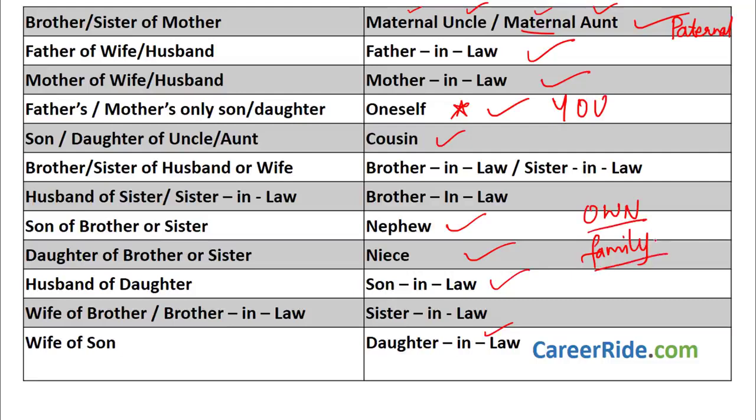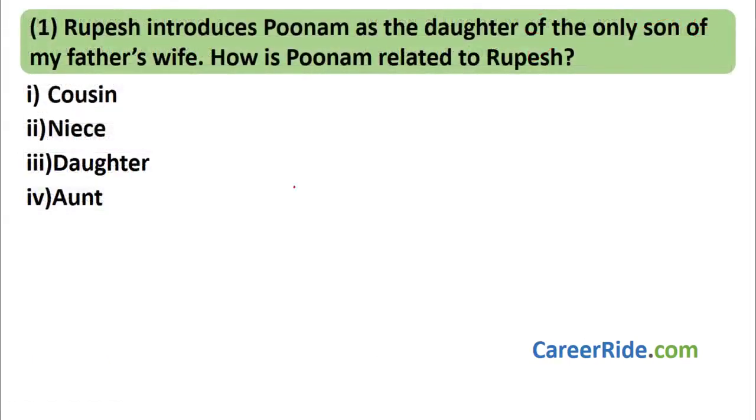Right? Let's move on to sums and let us see how to solve them. Question number 1. Rupesh introduces Poonam as the daughter of only son of my father's wife. How is Poonam related to Rupesh? Welcome to the first category of sums under blood and relations.